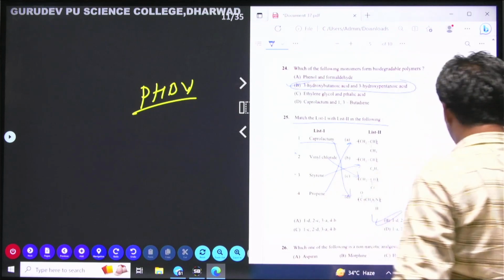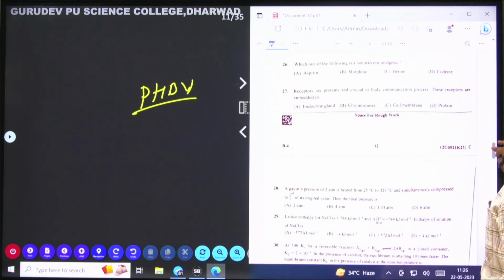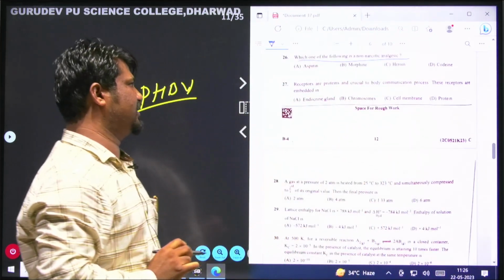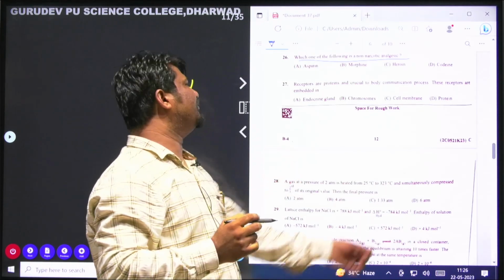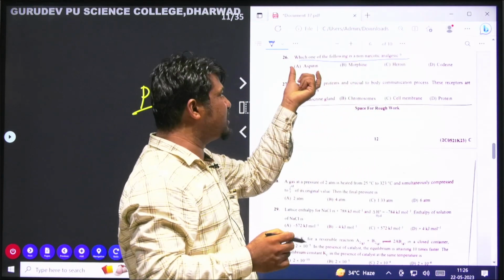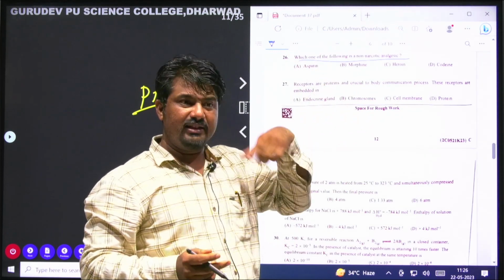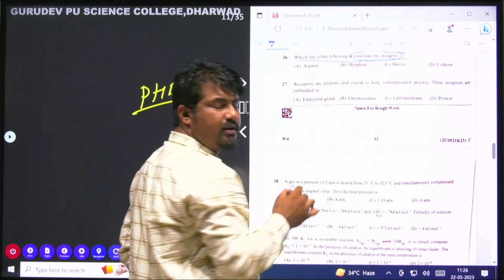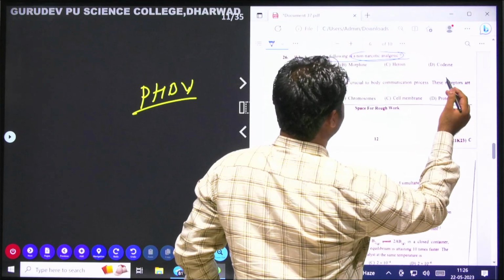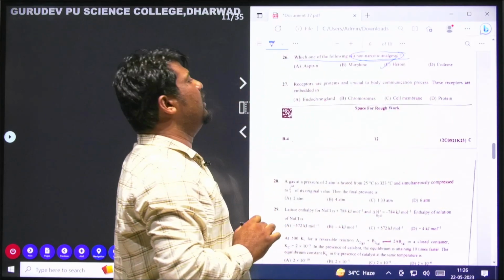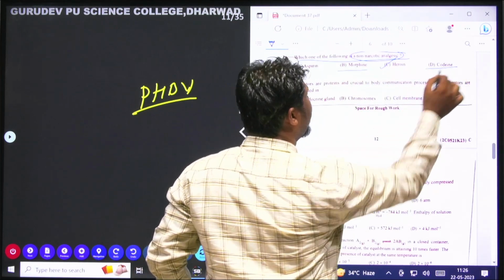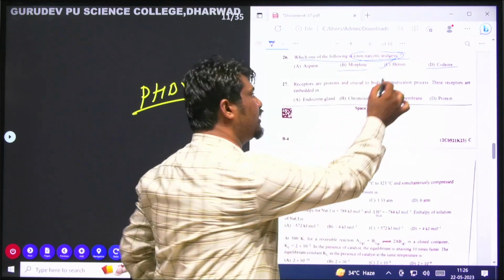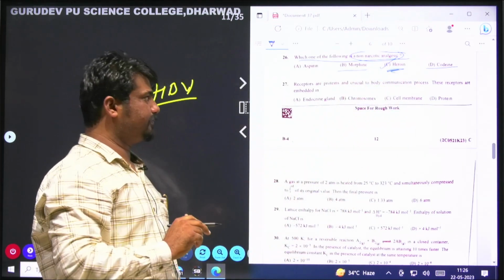Follow the matching. Next, question number 26. Which one of the following is a non-narcotic analgesic? Here, if the word analgesic comes, many of the students will think of aspirin. Aspirin belongs to analgesic as well as antipyretic. But the question is, which one of the following is a non-narcotic? Now, non-narcotic means here, heroin. Heroin is non-narcotic, and morphine and codeine are narcotic analgesics. So that's the reason why the correct non-narcotic analgesic is heroin.